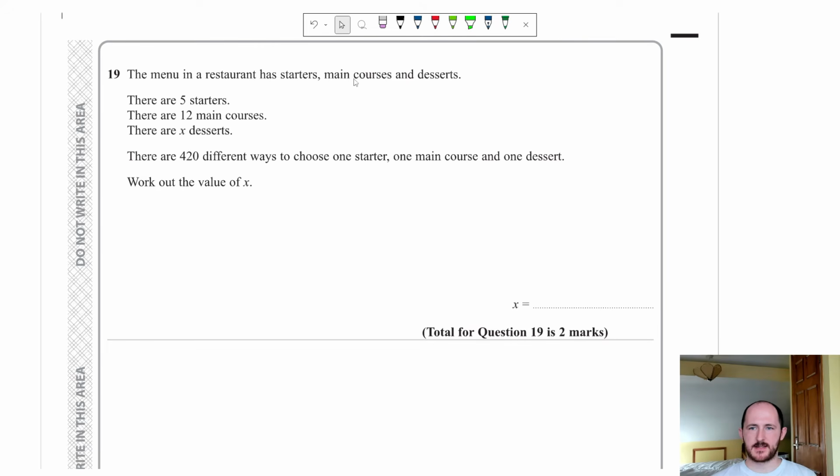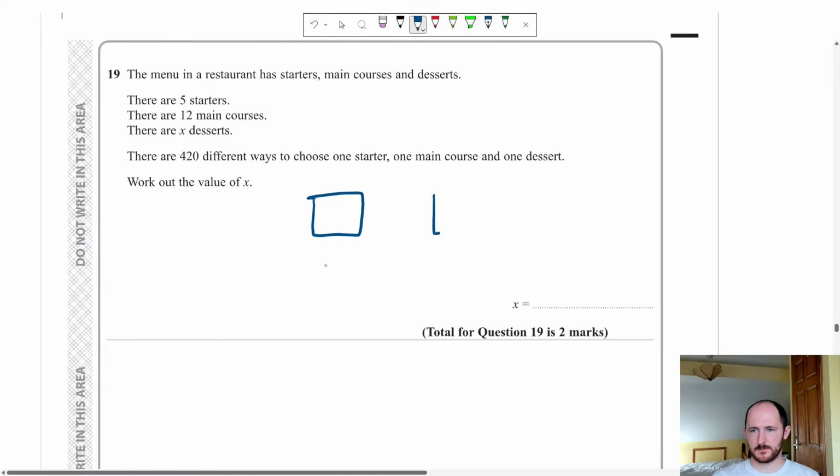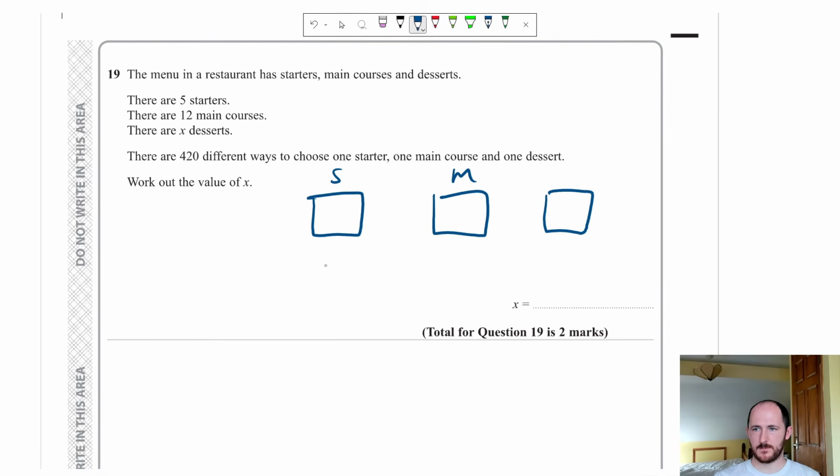This is a question about the product rule for counting. The menu in a restaurant has starters, main courses and desserts. There are 5 different starters you can pick from. There are 12 main courses and there are x desserts. There are 420 different ways to choose a starter, main course and dessert.